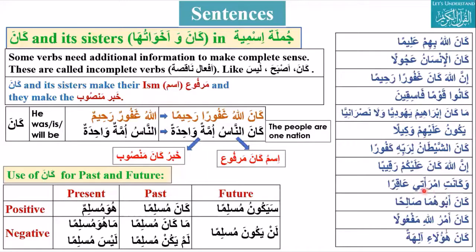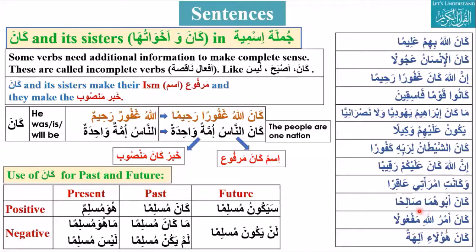Wa kanat imraati aqira. And kanat, Hassan? She was. Imraati, my woman, my wife, you can say. Aqiran is barren. Barren is because she was not able to give birth to a baby, no? So that's why aqiran is used. And can you combine? And my wife was barren.